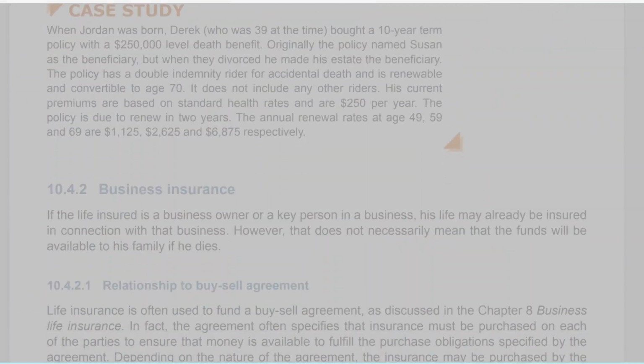Case Study. When Jordan was born, Derek, who was 39 at the time, bought a 10-year term policy with a $250,000 level death benefit. Originally the policy named Susan as the beneficiary, but when they divorced he made his estate the beneficiary. The policy has a double indemnity rider for accidental death and is renewable and convertible to age 70. It does not include any other riders.